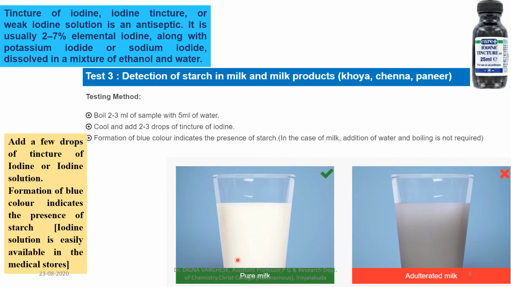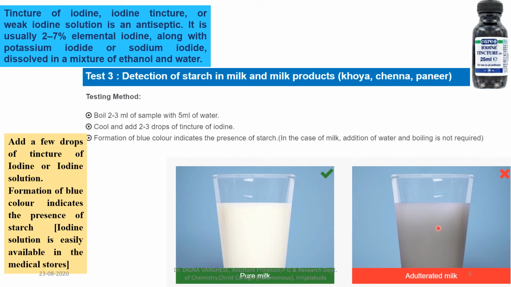How can we detect starch in milk and milk products? For example, we can use a test with iodine tincture. Boil 2 to 3 ml of sample with 5 ml of water, cool, and add 2 to 3 drops of tincture of iodine. Formation of a blue color indicates the presence of starch.